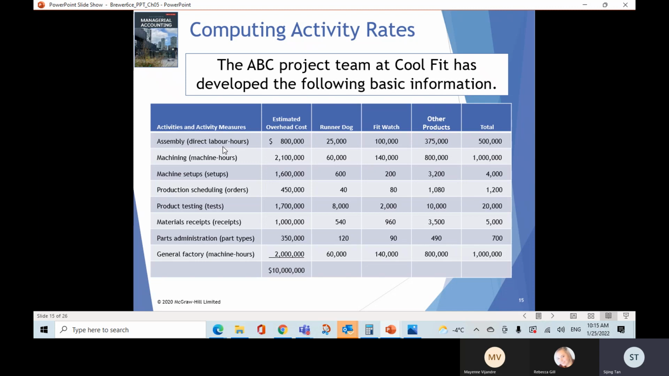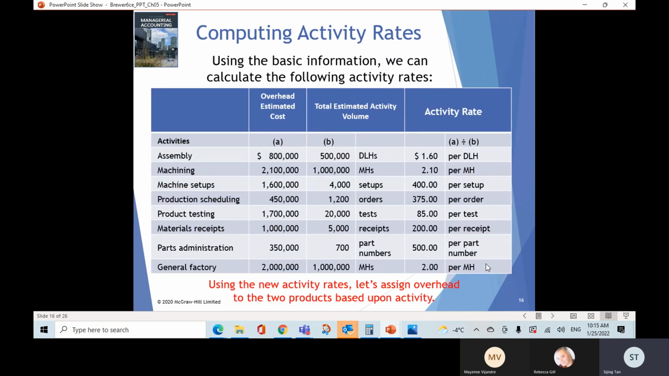So you use your direct labor hour. For runner dog will be 25,000, and for feet watch is 100,000. Then the other product will be cost 375,000. Your estimated overhead cost for assembling will be $800,000. Okay, so following all those, the $10,000 was given, right, from the question, and then it's separated by each different activities listed in there. Now, when we have all this information, what we need to do.